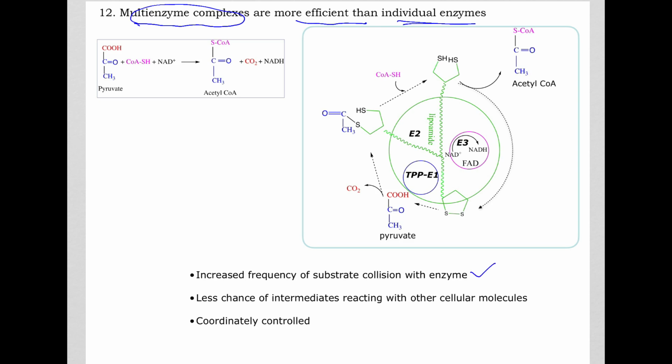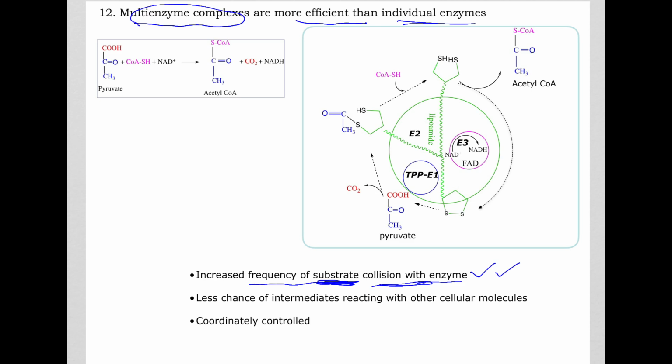One is that there is an increased frequency of substrates colliding with the enzyme. Remember, reactions happen by collisions. So the substrates are all nearby one another, near the enzymes. E1, E2, E3 are all near one another. So there's an increased chance of a substrate colliding with the enzyme because all of them are close to one another. So that increases the reaction rate.